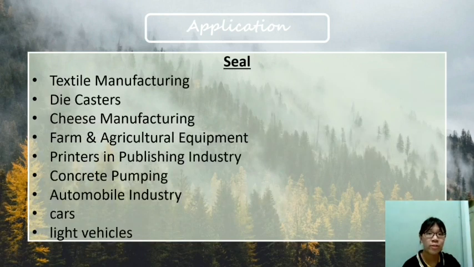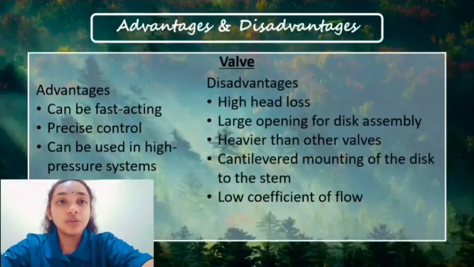The application of seal is in textile manufacturing, die casters, cheese manufacturing, farm and agricultural equipment, printers in publishing industry, concrete pumping, automobile industry, cars and light vehicles. Now we are going to see what are the advantages and disadvantages of each equipment.